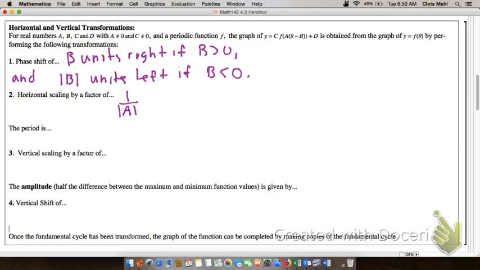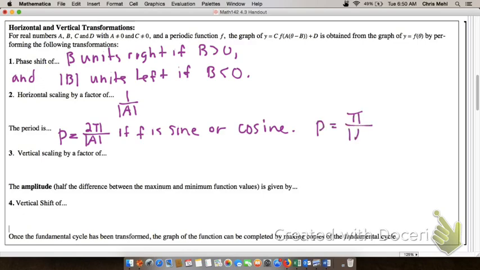Now, the period will be denoted by capital P, and that's going to be 2 pi over the absolute value of A if f is sine or cosine, and the period will equal pi over the absolute value of A if f is the tangent function.